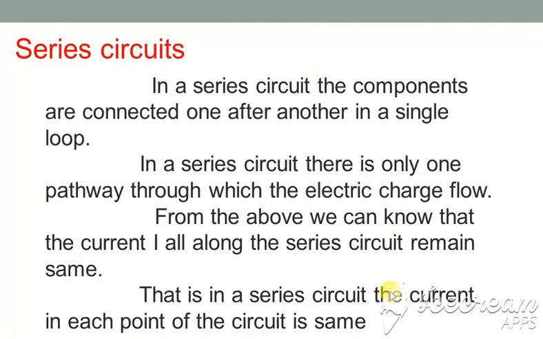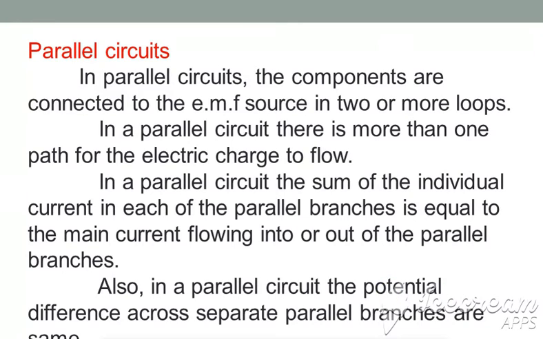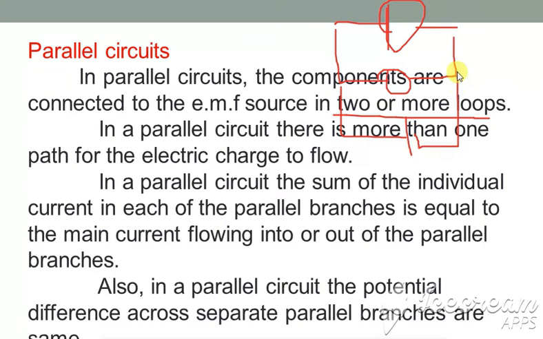Next we have the parallel circuit. In parallel circuits, the components are connected to the EMF of the source in two or more loops. If this is a component which we are connecting, it is being connected to the source. Source is what? The cell. We are connecting through two or more loops. We are forming loops like this, and then only it is joined.